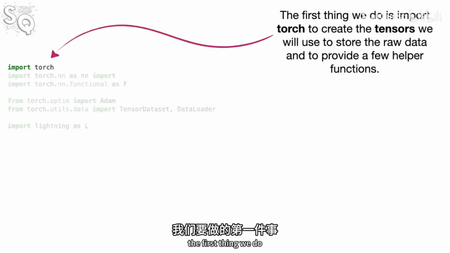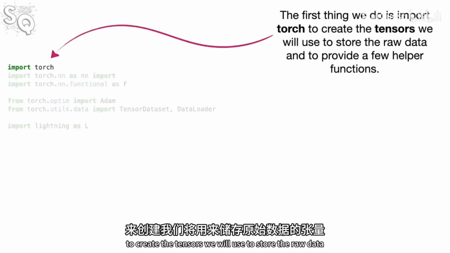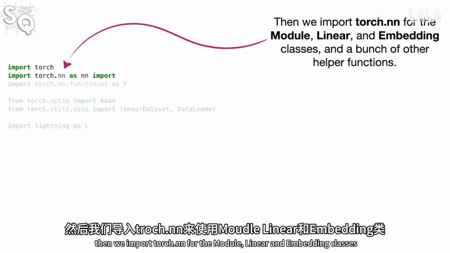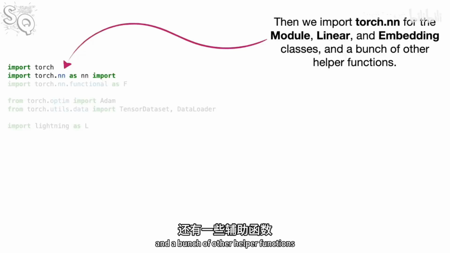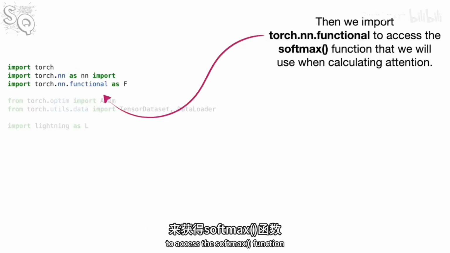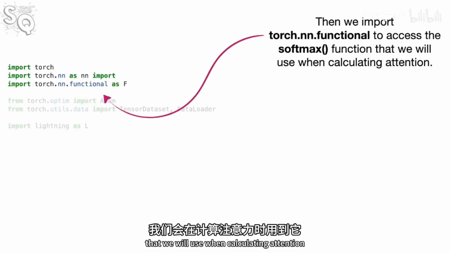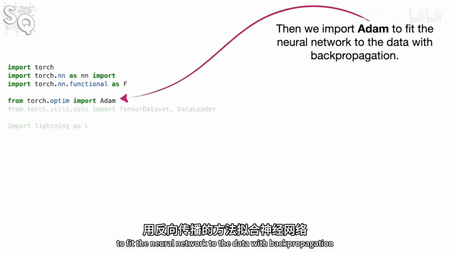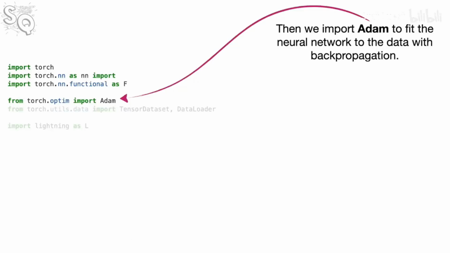The first thing we do is import torch to create the tensors we will use to store the raw data and to provide a few helper functions. Then we import torch.nn for the Module, Linear, and Embedding classes and a bunch of other helper functions. Then we import torch.nn.functional to access the softmax function that we will use when calculating attention. Then we import Adam to fit the neural network to the data with backpropagation.